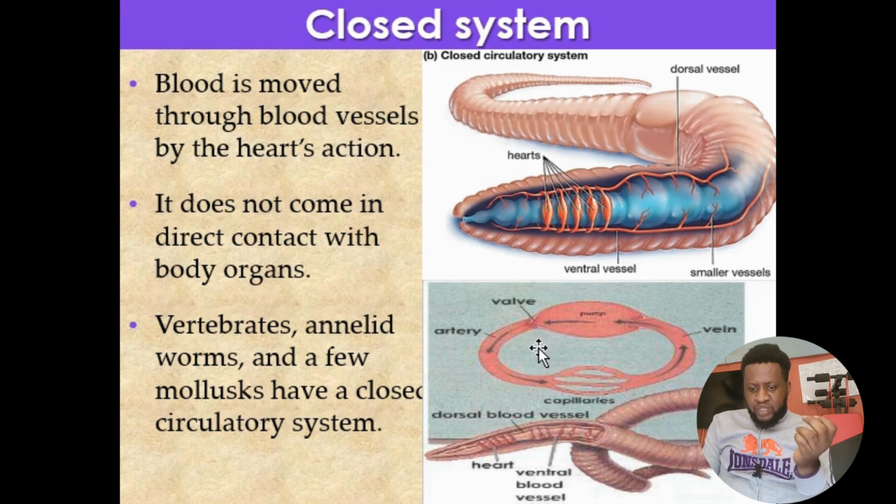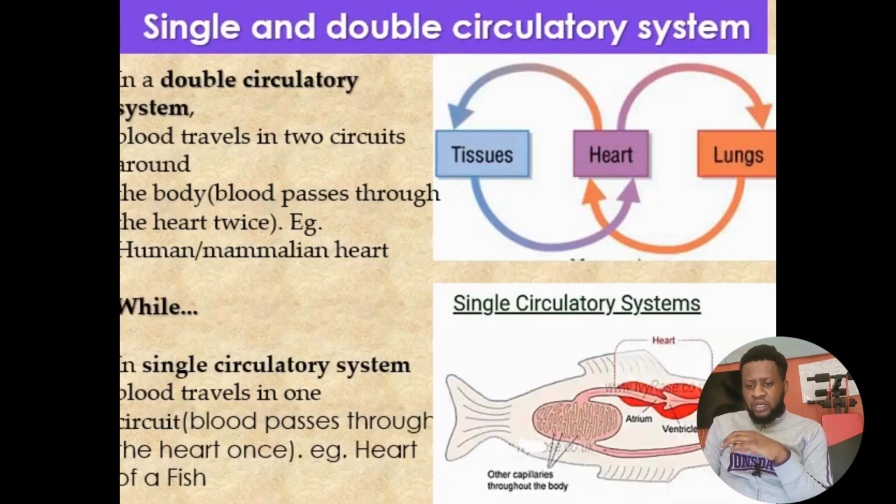For example, vertebrate, annelid worms, and a few mollusks have a closed circulatory system. Okay, so that is for closed. That's for open and closed. Now let's talk about single and double circulatory system. When we talk about single circulatory system, like I said before, blood has to pass through the heart once. That's why it's called single. A typical example of an organism that carries out this single circulatory system is a fish.